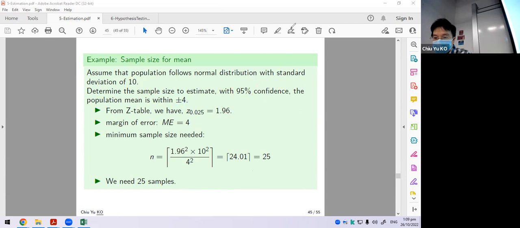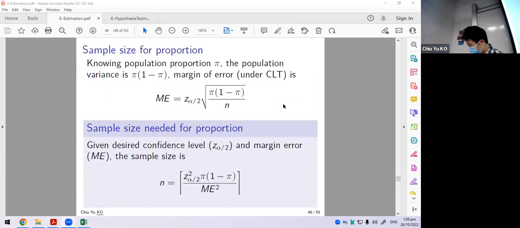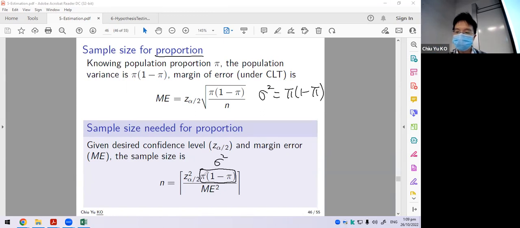If no question, we go to the very last one. This is the same thing here, but do note that for proportion data, sigma squared is pi times 1 minus pi. So just plug in there. The only difference is that if you know pi, it's the same formula, nothing new. That's exactly the same formula. Is that okay?